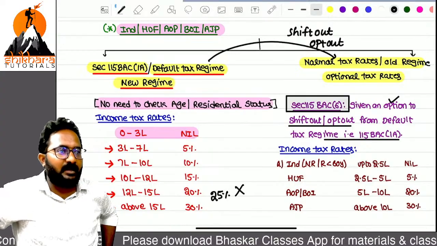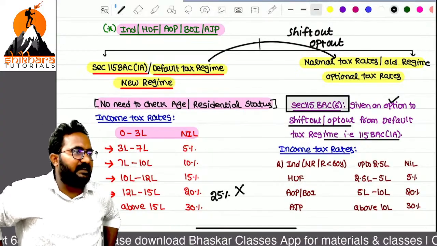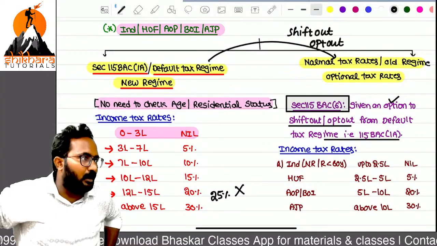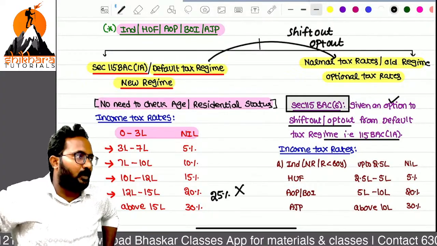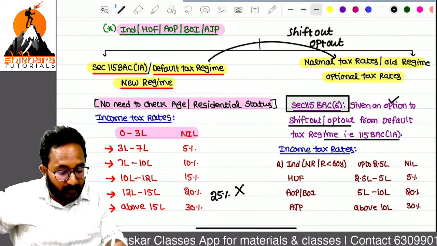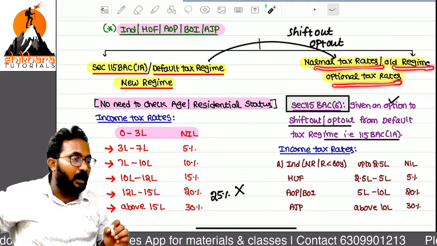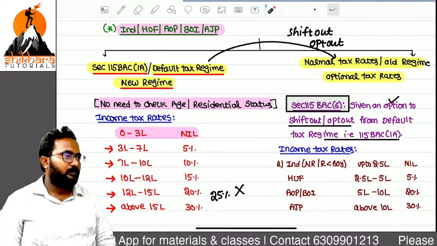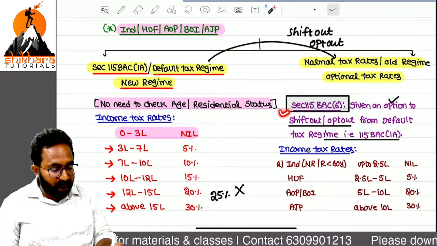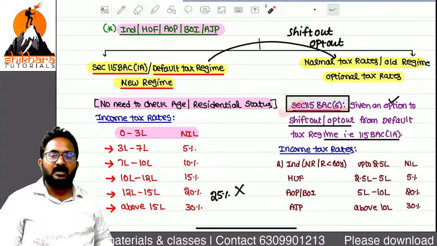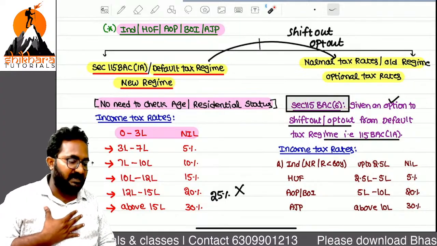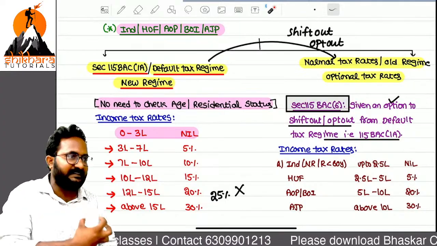In the exam, if they say the assessee is shifting from or opting out of the default tax regime, it means you are following which regime? Normal or old or optional. Sir, that option to shift out is given in which section? Section 115BAC subsection 6. Clear?